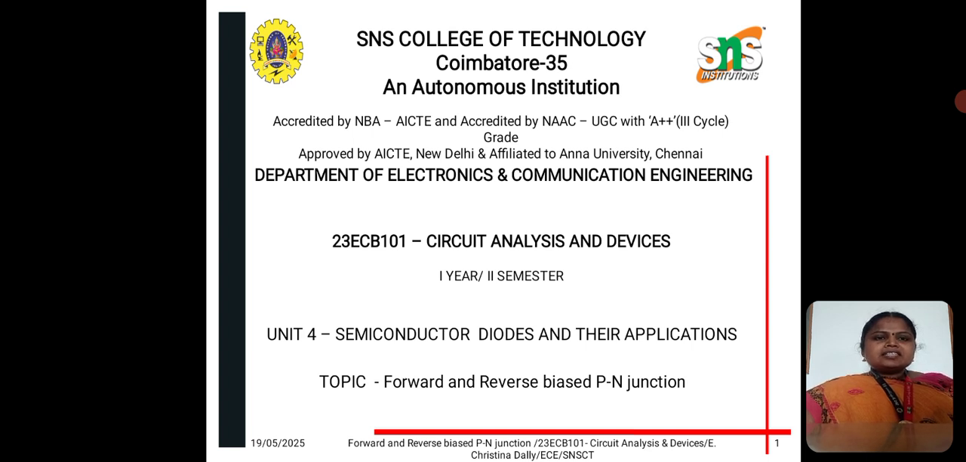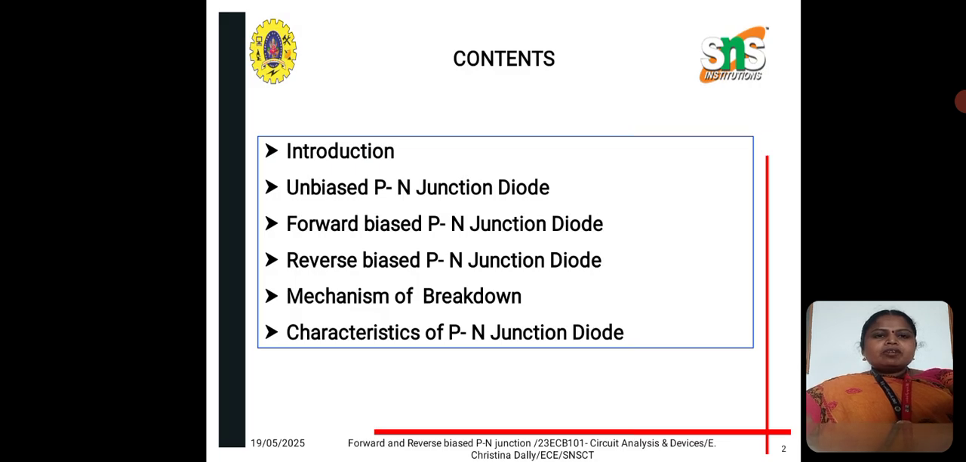Here in this lecture series, we are going to see about the semiconductor diodes and their applications. Before entering into the topic, the first thing we have to know is what we mean by a semiconductor, what are all the diodes we are having, and how the diode works in the forward and reverse bias conditions. Here the contents are given. The first one is the introduction, unbiased PN junction diode, forward biased PN junction diode, reverse biased PN junction diode, mechanism of breakdown, then the characteristics of PN junction diode. These are all the things we are going to see in this lecture series.